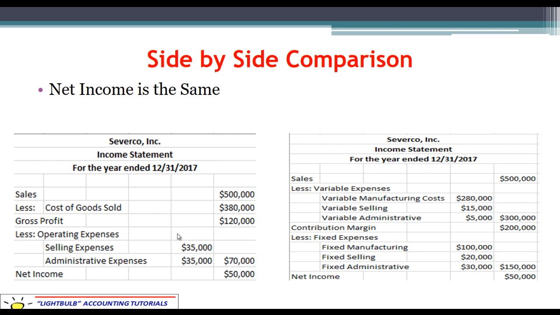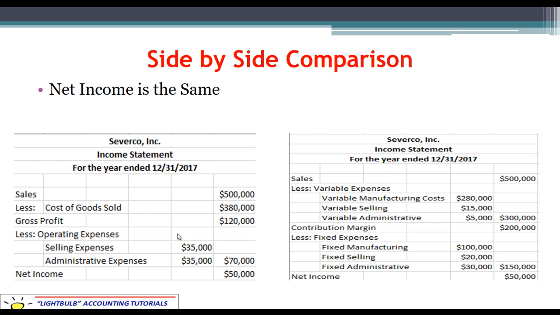So again, you're still going to have sales at the very top. You're still going to have net income at the bottom. You're going to have a subtotal, but it's going to be a completely different subtotal. And then, of course, the question is, how did you distinguish between the first and second level costs?